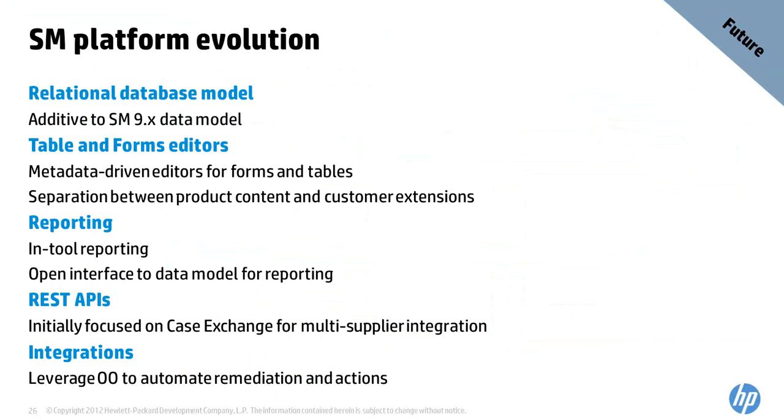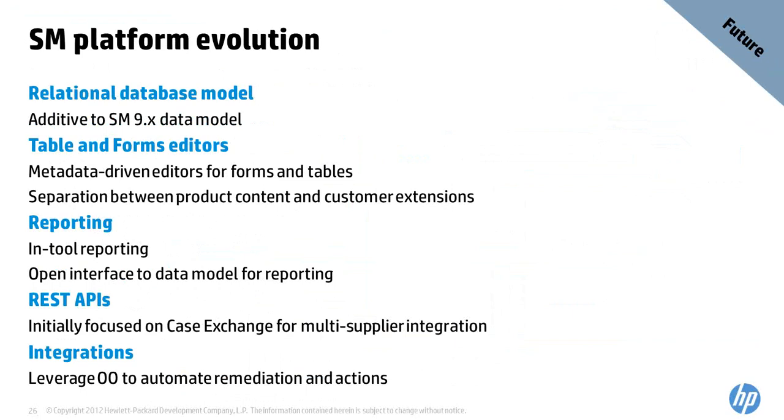The other part that comes with all these three tools, the process designer, the table editor, the form editor, is that we have a very clear separation between the product content and the customer extensions, which means that upgrades are increasingly easier. With Process Designer, it's already much easier. So we have a very clear separation on the process content, but we want to do that also with forms and tables.